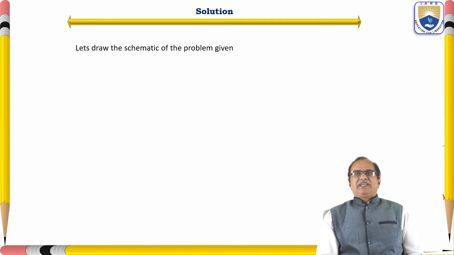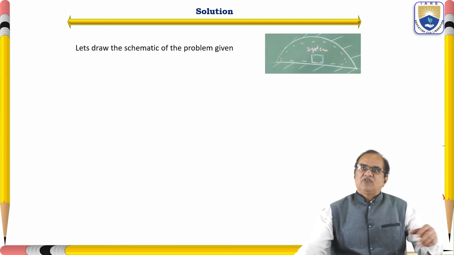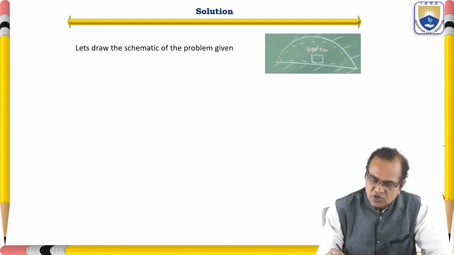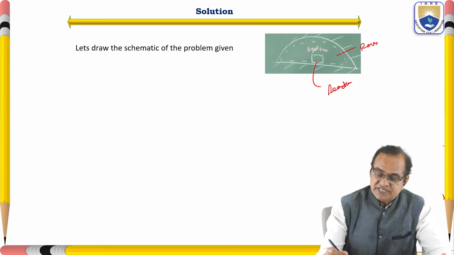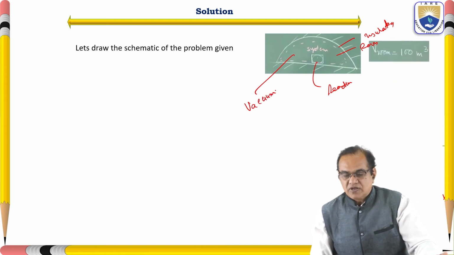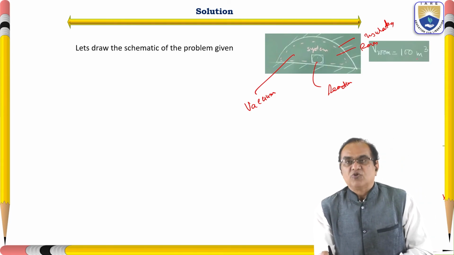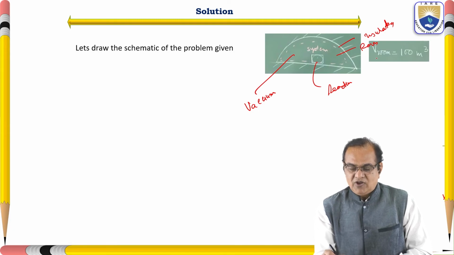Let's draw the schematic of the problem given. So here we have this room. This is the reactor, and this is the insulated part, and this is the vacuum. So here V room is given 100 meter cube. This volume is given 100.